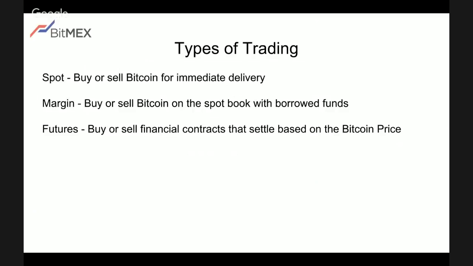Then people started to graduate on to margin trading, which is basically borrowing money from another person, either in exchange on a peer-to-peer basis, and then buying and selling Bitcoin with borrowed funds on the same spot exchange. And then the most advanced type of trading that we have currently is futures trading, which is buying or selling a financial contract between two people that will settle based on the Bitcoin price or the price of any other third-party index.